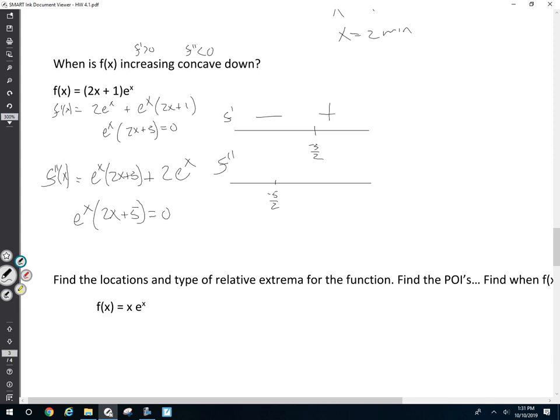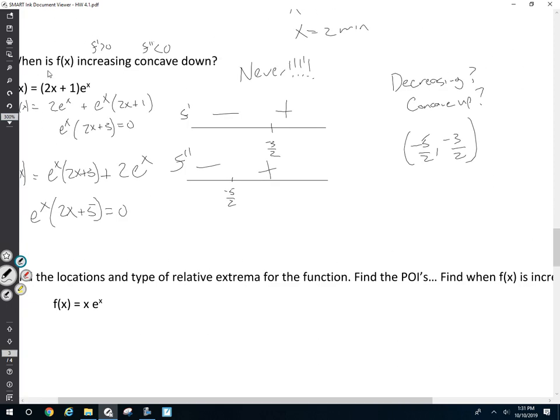Since e to the x is just positive, 2x plus 5 is either going to be positive or negative. When are we increasing concave down? We're not. Sure. Well, I ask you what if we are decreasing concave up? That'd be from negative 5 halves to negative 3 halves. So maybe I just picked the wrong sign analysis. Whatever.